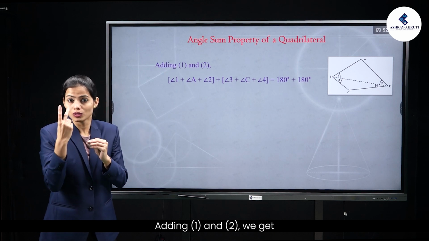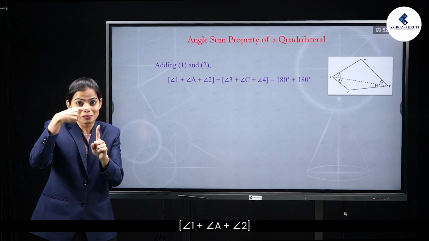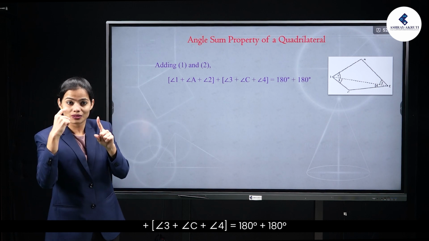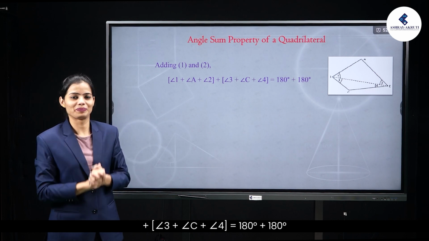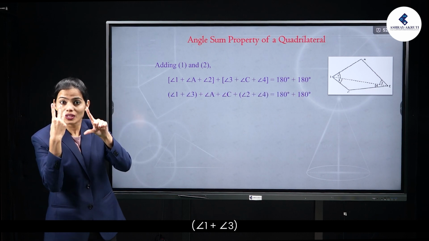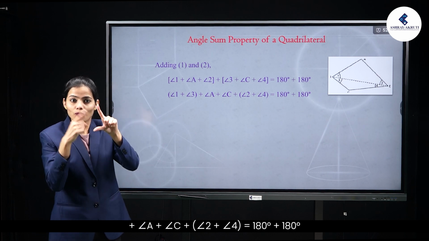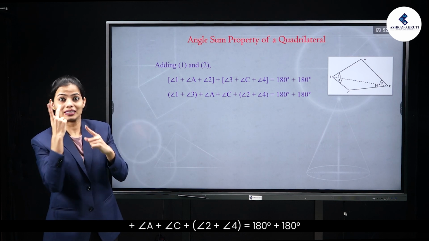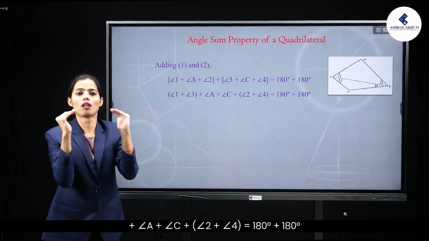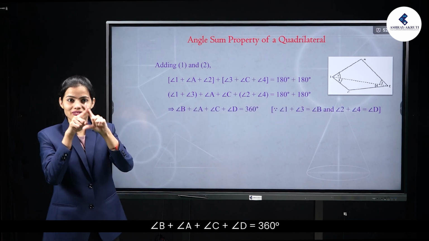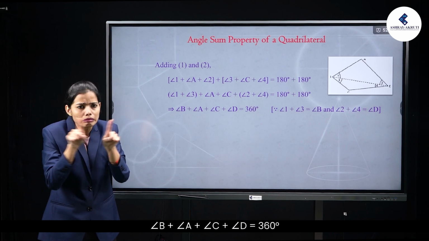Adding 1 and 2, we get angle 1 plus angle A plus angle 2 plus angle 3 plus angle C plus angle 4 is equal to 180 degrees plus 180 degrees. Angle 1 plus angle 3 plus angle A plus angle C plus angle 2 plus angle 4 is equal to 180 degrees plus 180 degrees. Angle B plus angle A plus angle C plus angle D is equal to 360 degrees.